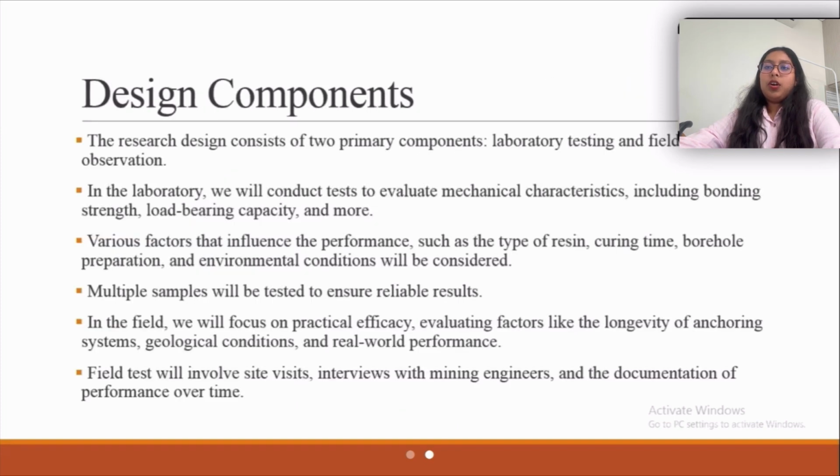Then we are going to the design component. The design component consists of two primary components: laboratory testing and field observation. In the laboratory testing, we will conduct tests to evaluate mechanical characteristics including bonding strength, load bearing capacity, and more. Various factors influence the performance, like type of resin, curing time, borehole preparation, and environmental condition, and these need to be considered. And for laboratory tests, numerous samples should be tested because without this we cannot get reliable results. In the field, we will focus on the practical efficiency, and the field test will be conducted in a mine visit.